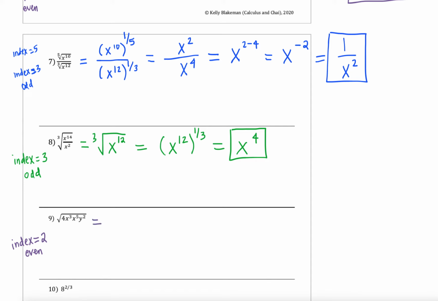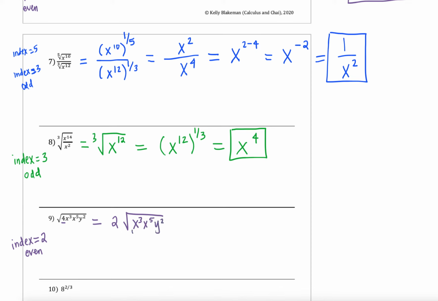I noticed a couple things about example 9. The first is I have a coefficient again, so why don't we simplify that right away? What's the square root of 4 equal to? Well, the square root of 4 is a perfect square. It's equal to 2, so the 2 comes out of the square root, and we get left with the square root of x cubed, x to the 5th, and y squared still inside.